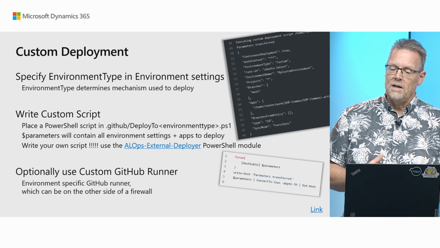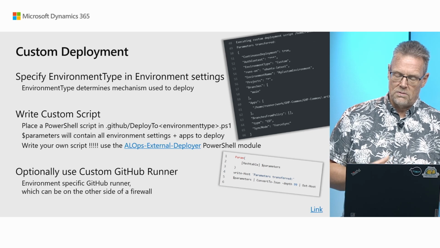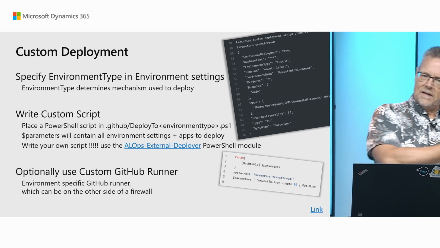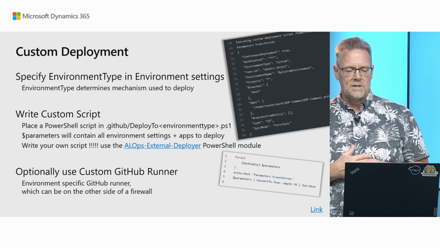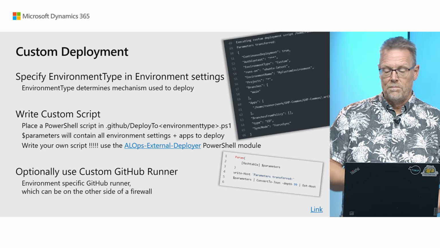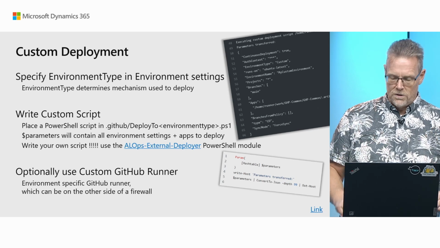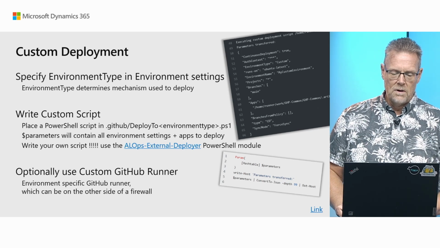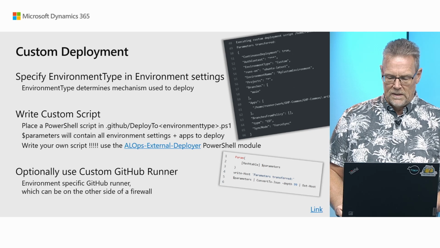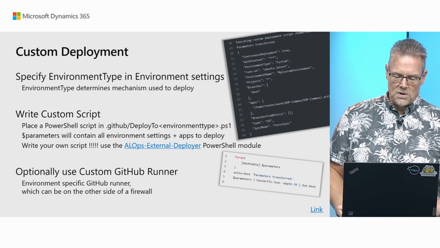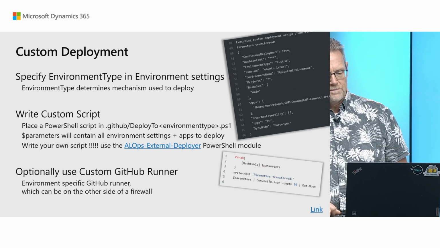You can also optionally use a custom GitHub runner. So if you have a GitHub runner that actually is on the inside of a firewall at a customer site, then that GitHub runner could be set up for running deployment to that environment if you don't want to use the AL-Ops external deployer or other scripts for doing that. That's optionally something you can use as well.